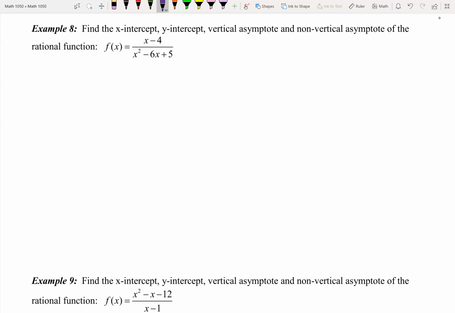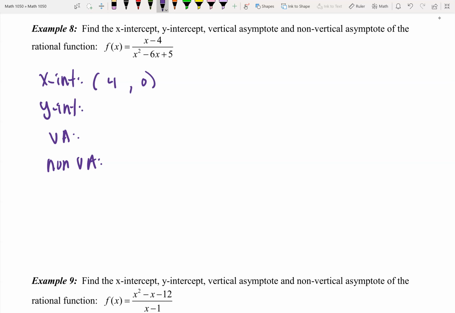Okay, question 8. Find the x-intercept, the y-intercept, the vertical asymptote, the non-vertical asymptote of this guy. Everybody go x-intercept, y-intercept, vertical asymptote, and non-vertical asymptote. To find the x-intercept, you let y be 0, which is the same as letting the top be a 0. Fill in the blank. Talk to me. Top. That gives me a 4, 0. You don't even have to show any work.